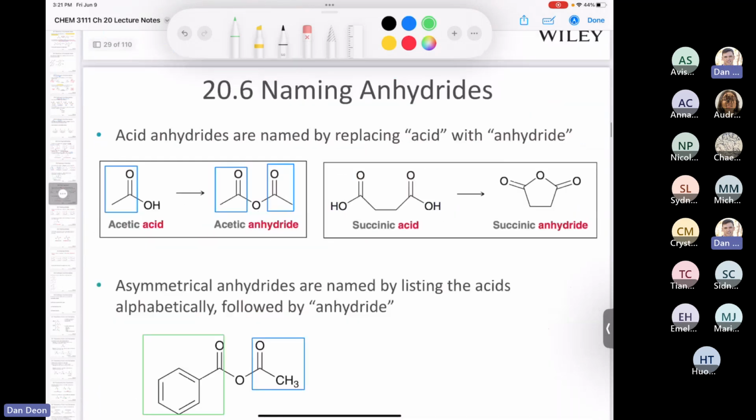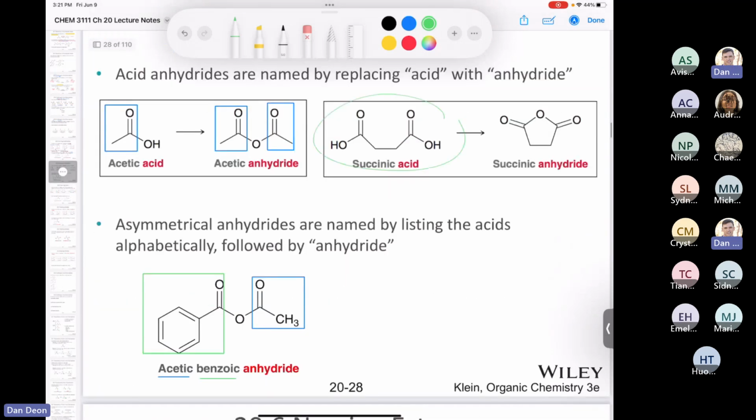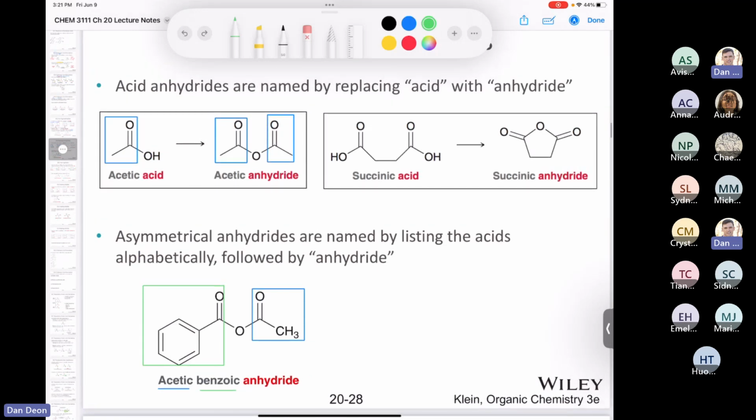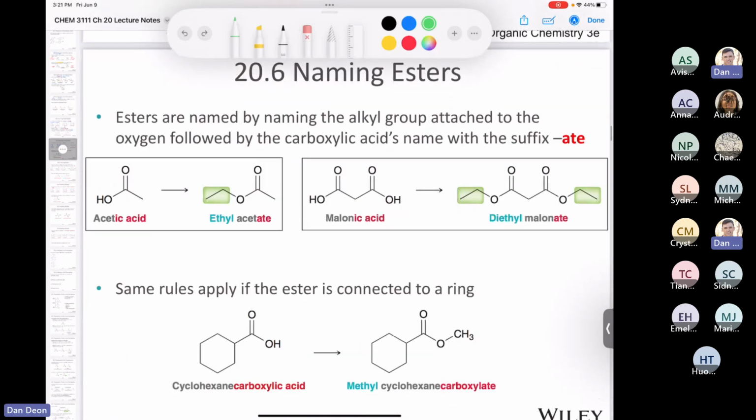Naming esters. Another thing is if you're wondering, what about the systematic name for this one? I can't remember the last time I've ever even seen that in my life. Okay, so we always use common names for the diacids. So don't even worry about that.